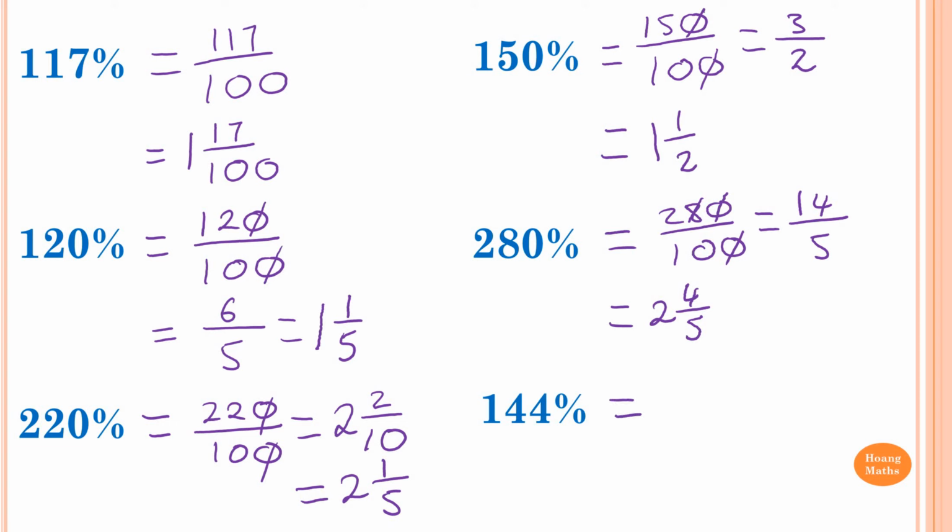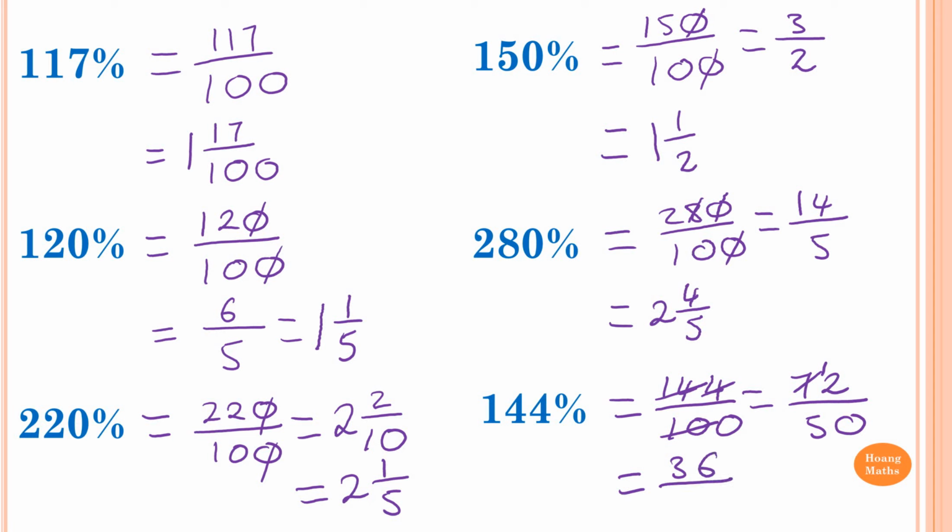144%. So first of all, 144%, just write this out first. Equal 144 over 100. So now what I can do, I can divide by 4. But I can halve it as well. So let's make it easier. You can just halve it. So half of 144 is 72, half of 100 is 50. So the 0, you just write it down. Then I can halve it again. Half of 72 is 36, all over half of 50 is 25.